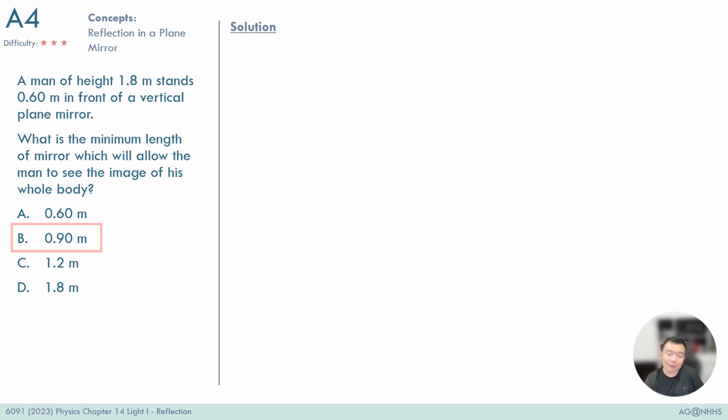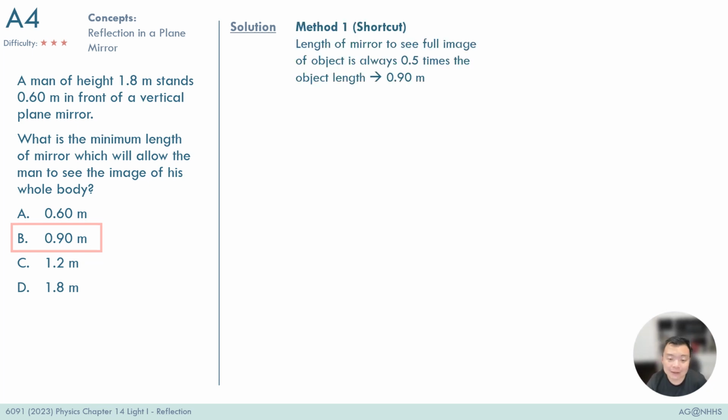There are actually two methods to solving this. The first method is a shortcut method, where the length of the mirror to see the full image of the object is always half the object's height or the object's length, and therefore the answer is 0.9 meters.